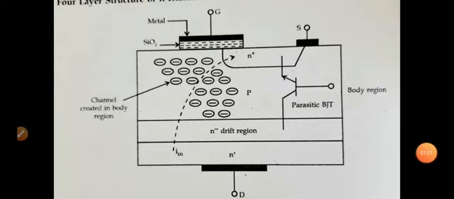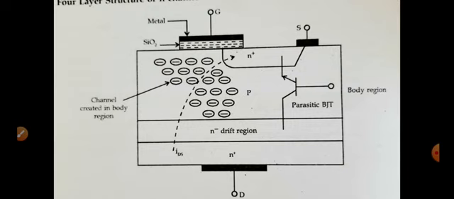Now we can see the actual power MOSFET structure. I am going to show you that. Okay, see, this is an actual power MOSFET structure. The previous diagram I showed was a simple structure of the MOSFET, and now you can see the 4-layer structure of the N channel enhancement type MOSFET.